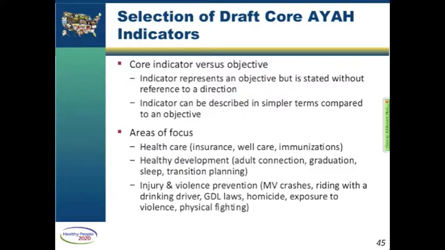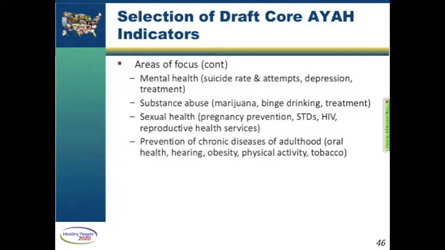The first 3 are healthcare, healthy development, and injury and violence prevention. And the actual indicator topics are included in the parentheses. Next slide, please. The final 4 areas of focus include mental health, substance abuse, sexual health, and the prevention of chronic diseases of adulthood. We are highly cognizant of the need to improve the health status of future cohorts of adults through attention to the health and the health behaviors of adolescents and young adults. For example, if we can prevent tobacco use among adolescents and young adults, we will be able to significantly decrease morbidity and mortality from several key chronic diseases.